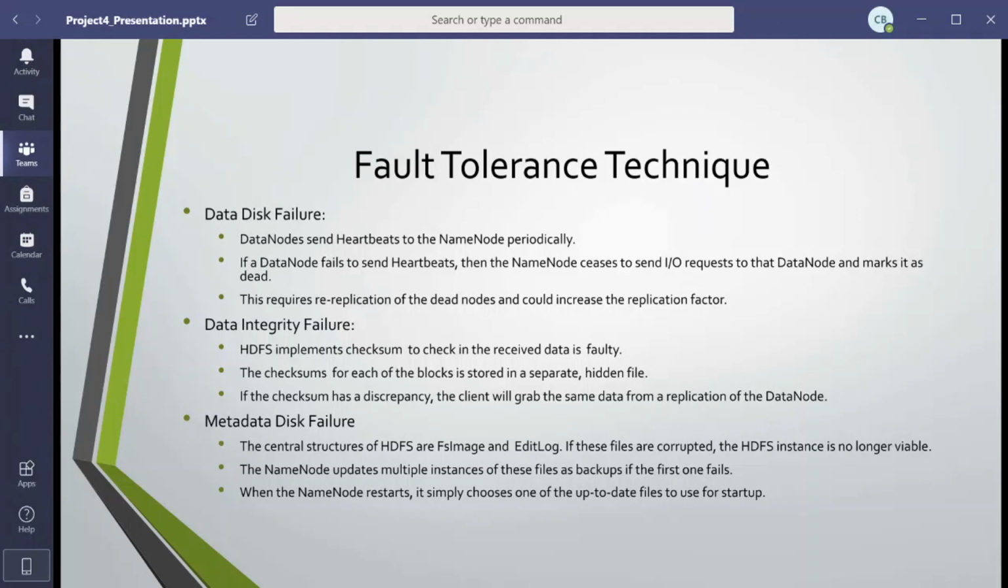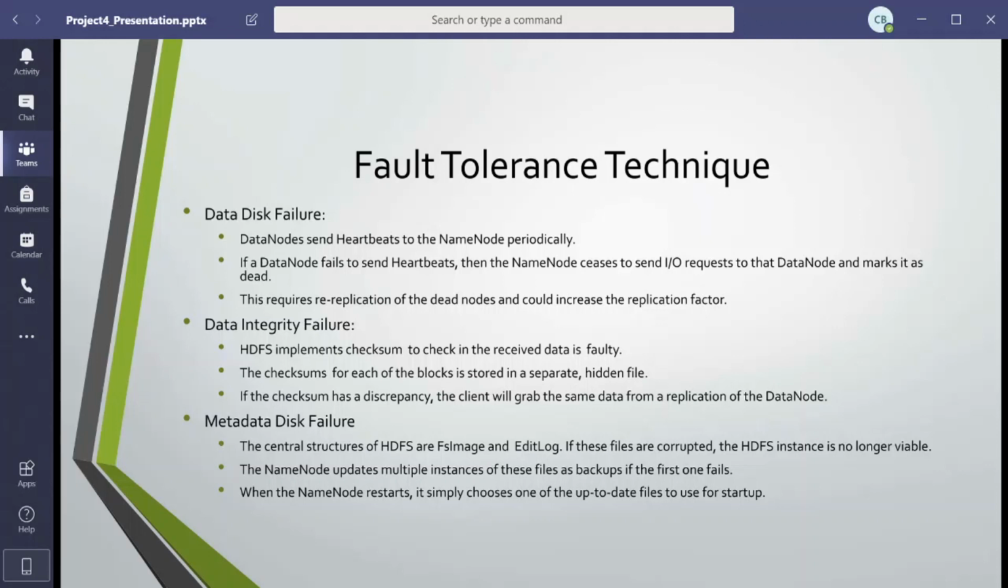So lastly, we'll talk about a metadata disk failure. This is similar to a data disk failure, except it's not data that the client is using specifically, it's data that HDFS is using to run the file system. The central structures of this metadata for HDFS are the FS image and edit log. The edit log is kind of like a transaction log of every single edit that is made on this file system. These files are very important to HDFS. If either of these files are corrupted or don't exist anymore, then the HDFS instance is no longer viable. It just cannot run anymore.